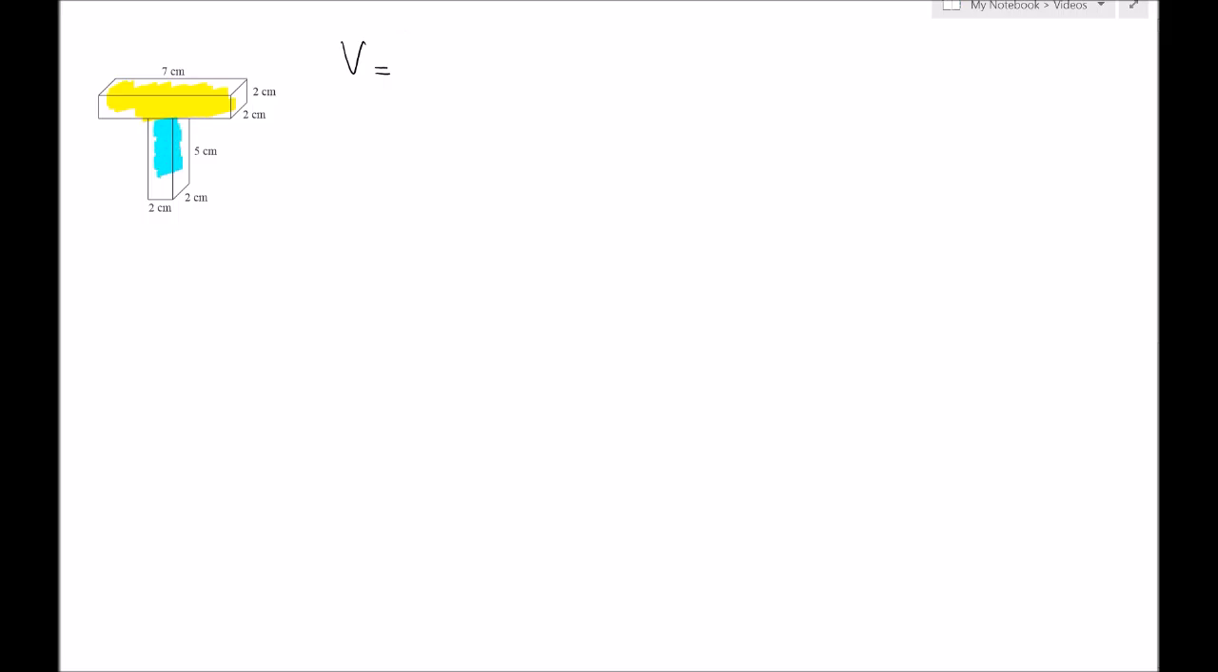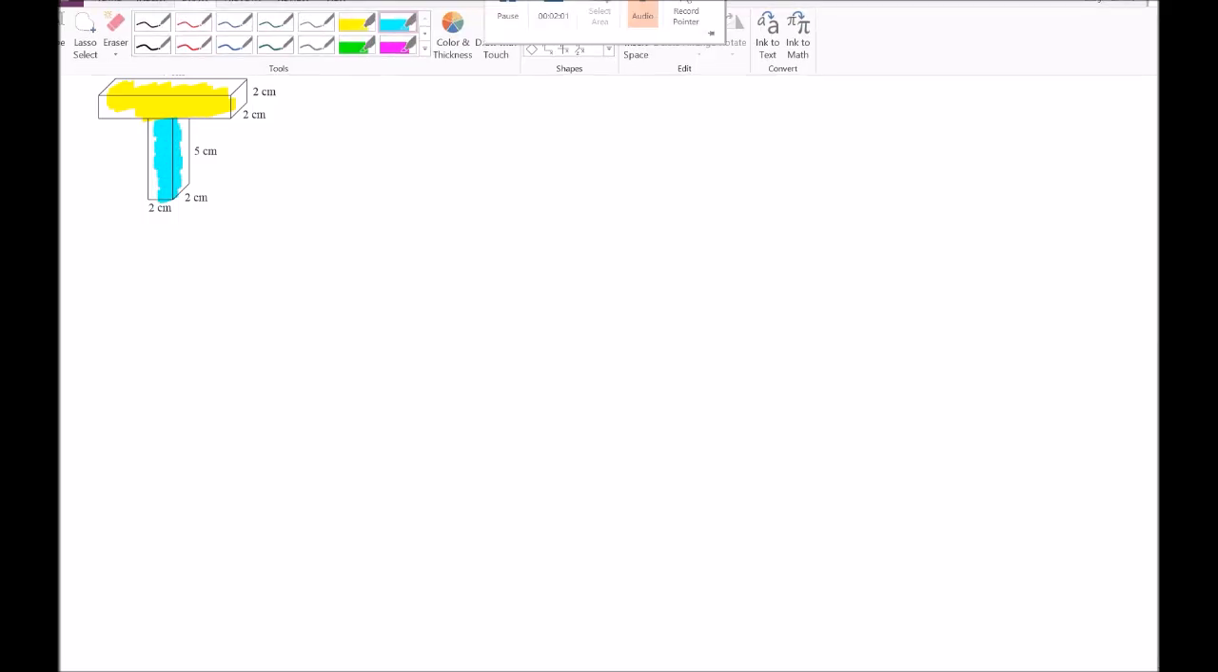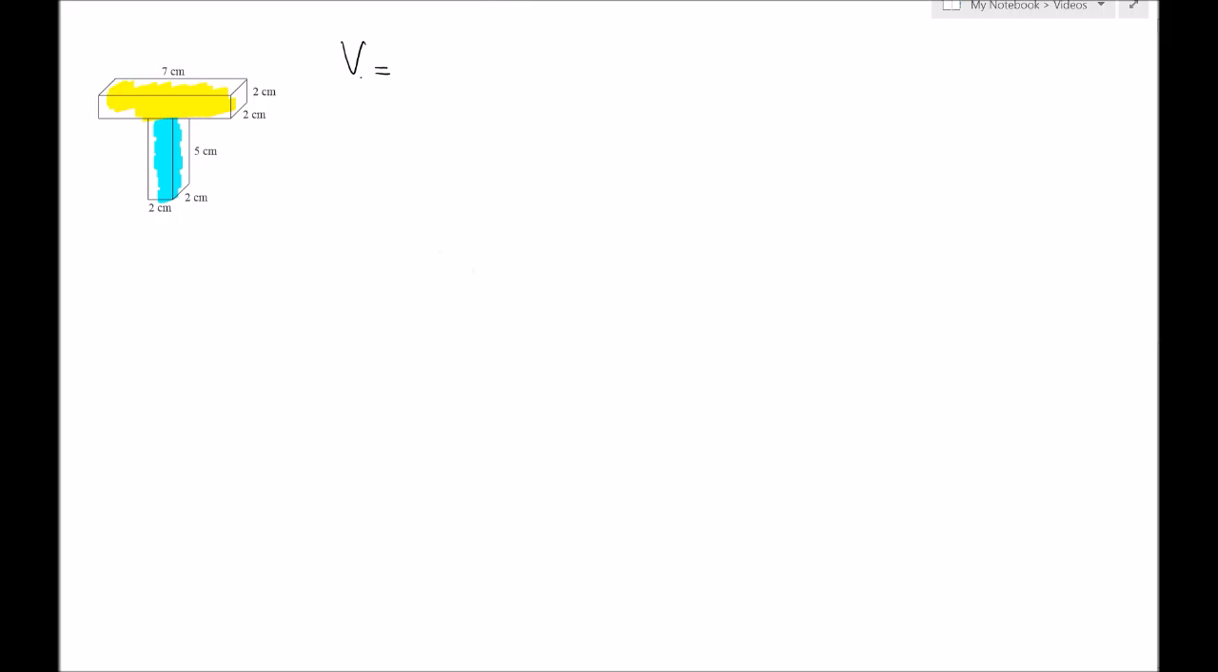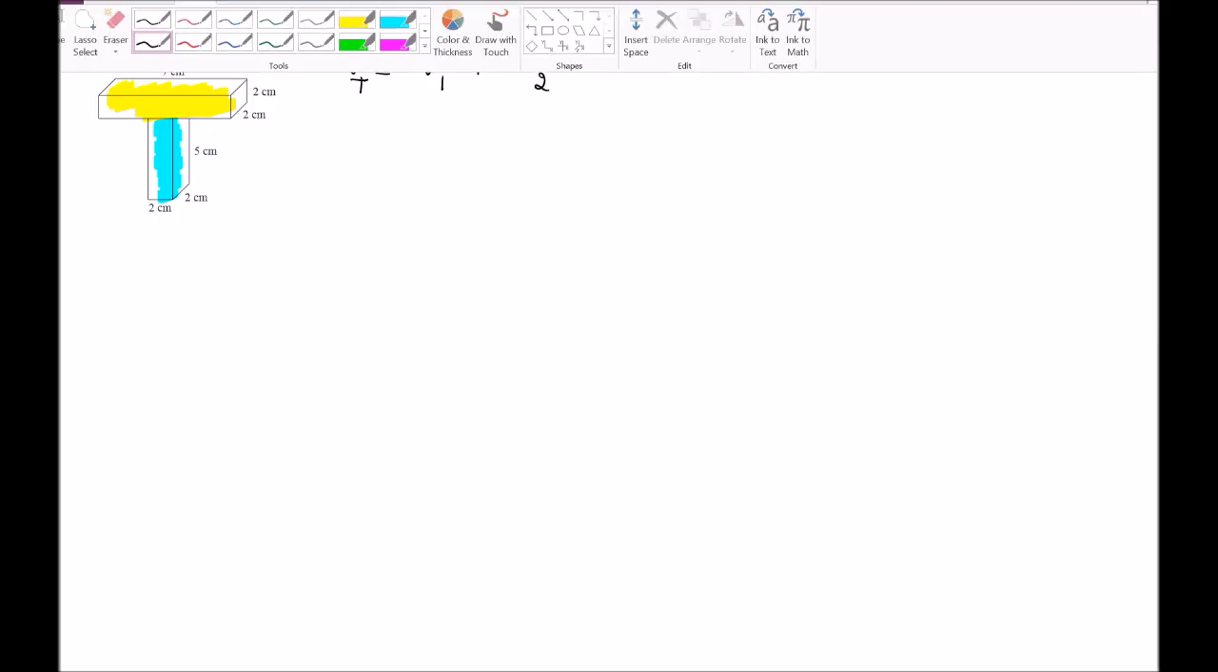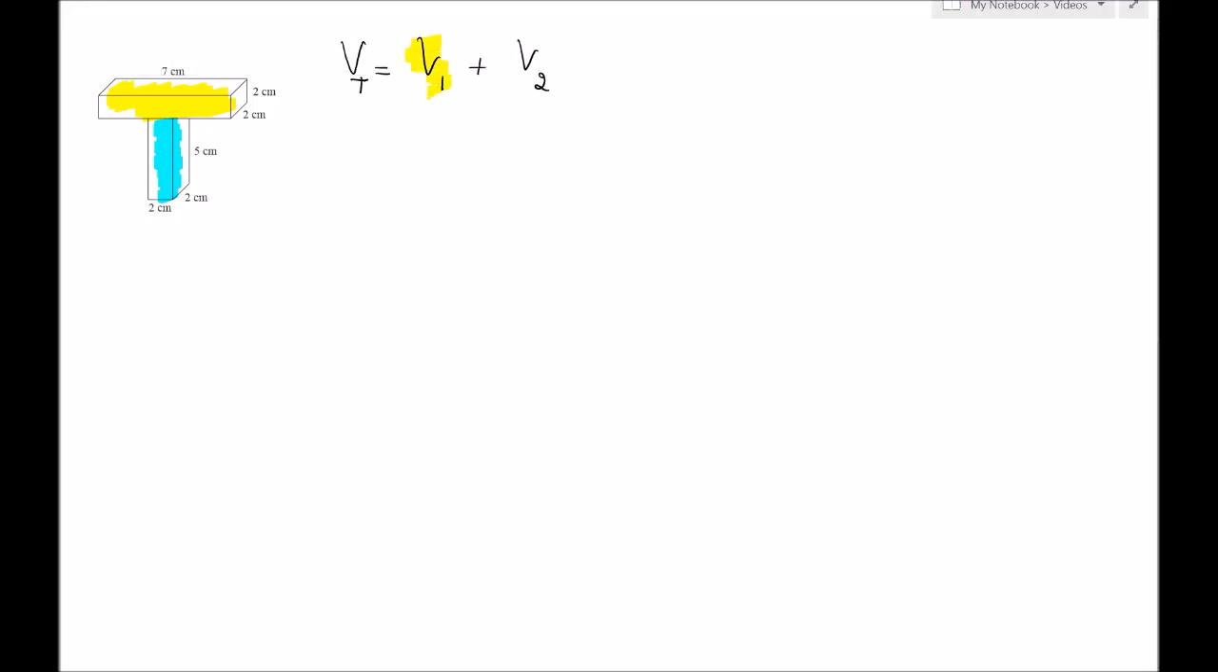So this one and the blue one. So the total volume is going to be volume total, it's going to be volume 1 plus volume 2. Okay, volume 1 is going to be the yellow one, and volume 2 is going to be the blue one, as you can see. Volume 1 is obviously a cuboid, so it's going to be length times width times height. Volume 2 is obviously also a cuboid, so length times width times height.